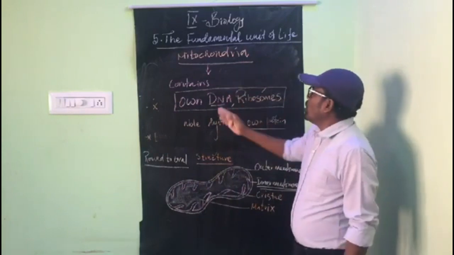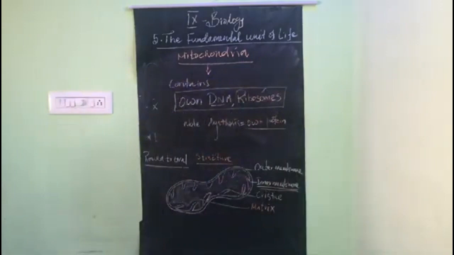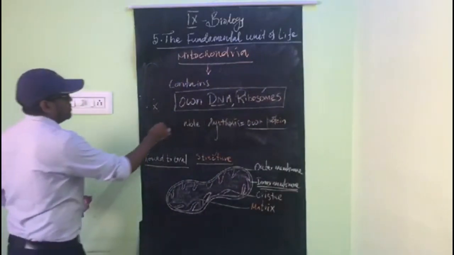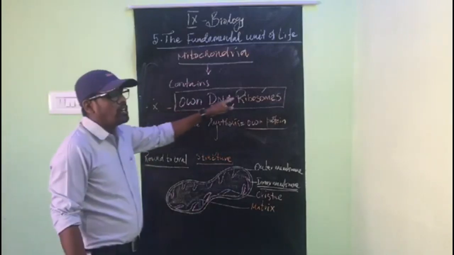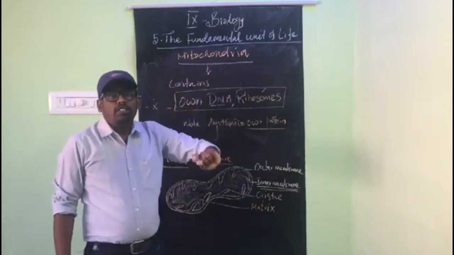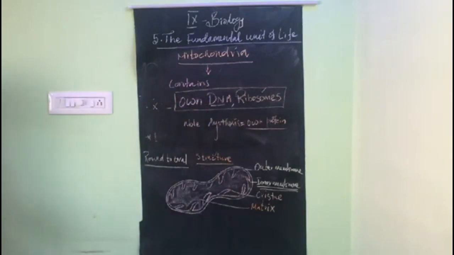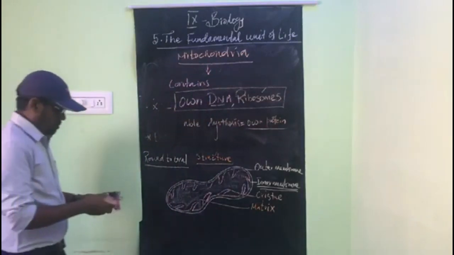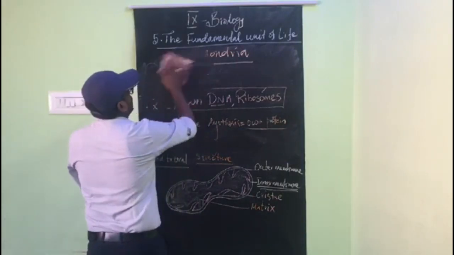And the mitochondria contains its own DNA and ribosomes. This is very important. This character does not occur in all cell organelles. Only mitochondria and plastids have this special character. Okay. Next one. Next cell organelle.